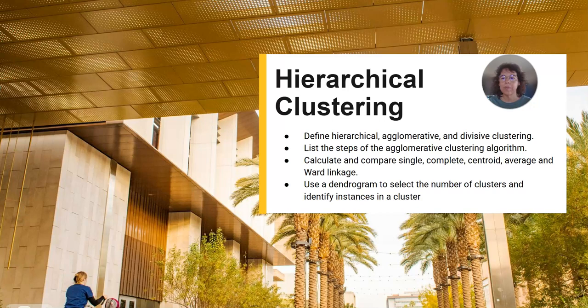In this section, we will be discussing hierarchical clustering. We will define hierarchical, agglomerative, and divisive clustering. Then we're going to take the most popular one, which is the agglomerative clustering algorithm, and list the steps for that process. And then for between clusters, we will calculate and compare single, complete, centroid, average, and ward linkage methods.